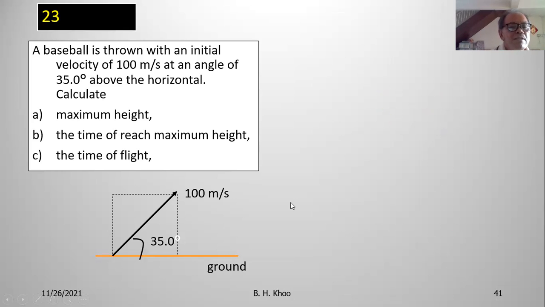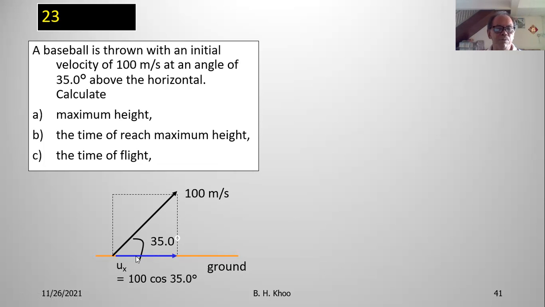A baseball is thrown with initial velocity 100 meters per second at an angle of 35 degrees. Yeah, draw a rough picture. That's your ground. That's the velocity of projection, 100 meters per second. That's the angle of projection, 35 degrees. Calculate the maximum height.